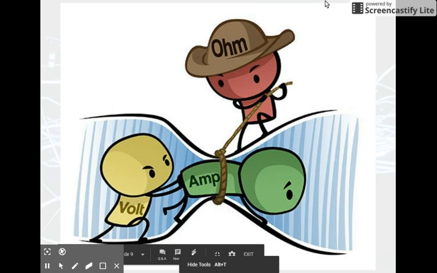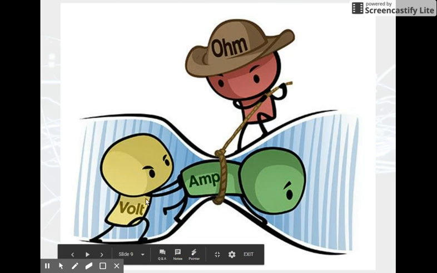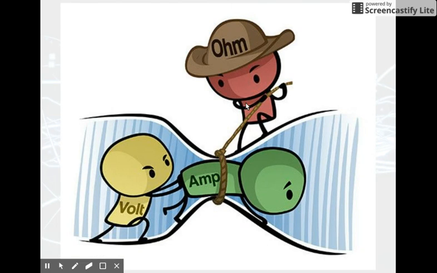So here's kind of a cartoon that demonstrates these three variables. Remember, current is your amps moving through it, so what gets pushed through the circuit. Voltage is what's doing that pushing or moving the charges through. And then your resistance, measured in ohms, is what slows down your current.